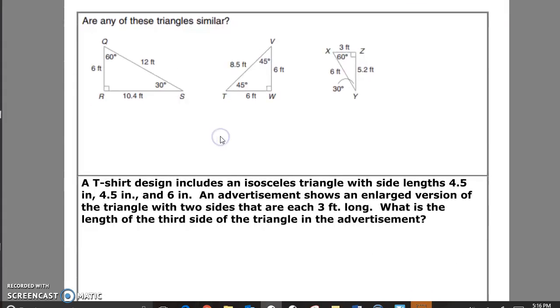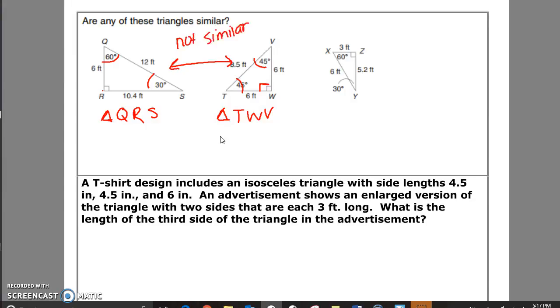Okay, so going to example 2, we kind of have the same question. Are any of these triangles similar? So we've got triangle QRS here, and R has that right angle. Okay, we've got 60 degrees for Q and 30 degrees for S. Here we've got triangle TWV. We've got a right angle here for W, but this angle is 45 and this angle is 45. So already I know these two are not similar because they don't have the same angle measures. But we can still check with cross multiplication. But already I know they're not similar.